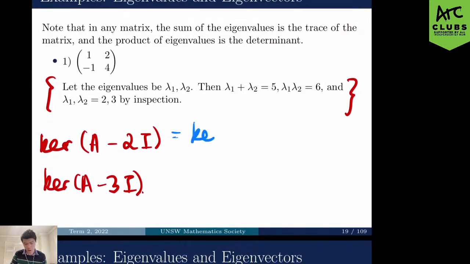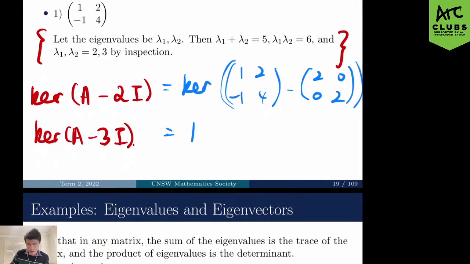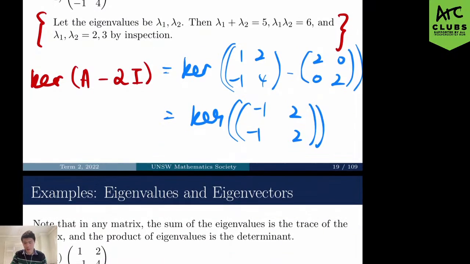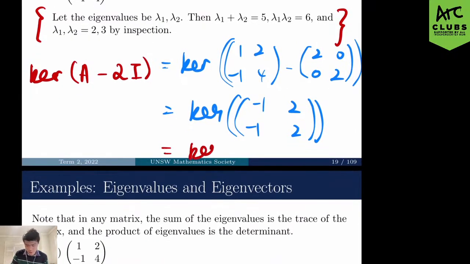This is just the kernel of 1, 2, minus 1, 4, minus this thing. And that's equal to the kernel of, I'll just remove this for now, minus 1, 2, minus 1, 2. And beautiful, it does cancel out. If it didn't, we'd have a problem.